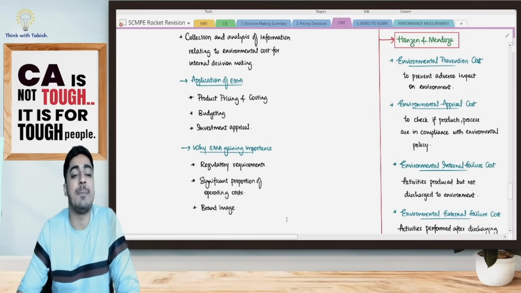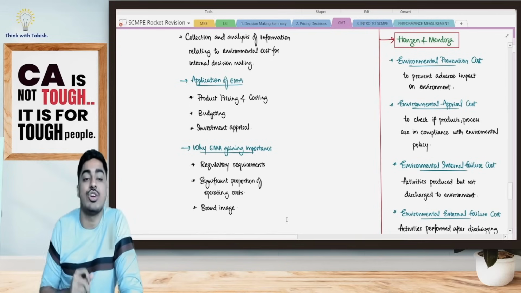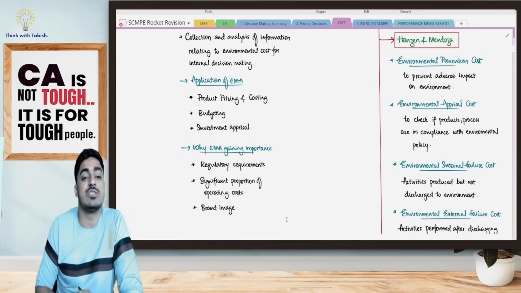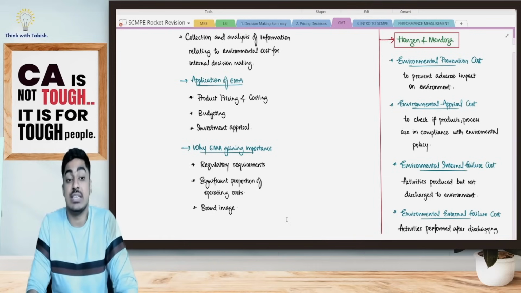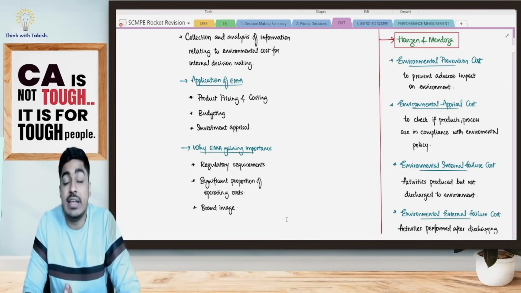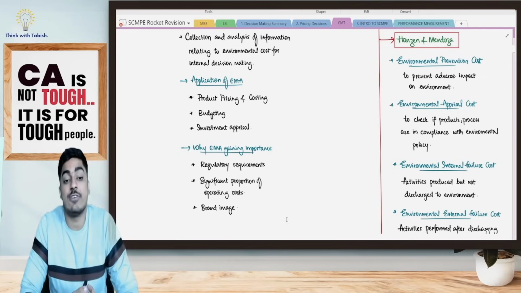Now, where can you apply EMA? For product pricing and costing, you can use it. While you're preparing your budgeting, you can use it. For investment appraisal also, you can be using EMA. Why is EMA gaining importance amongst organizations? Few reasons. Firstly, regulatory requirements are increasing worldwide. Secondly, environmental costs have become a significant part of operating cost for few companies.